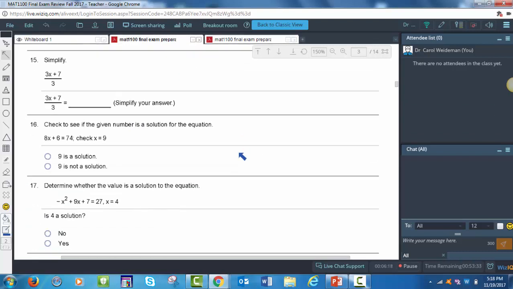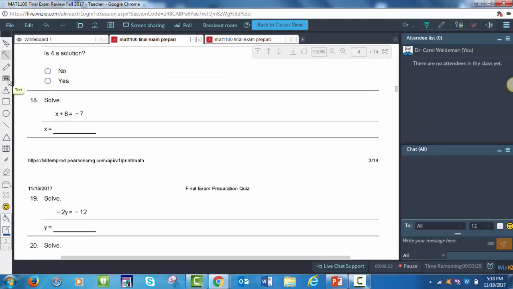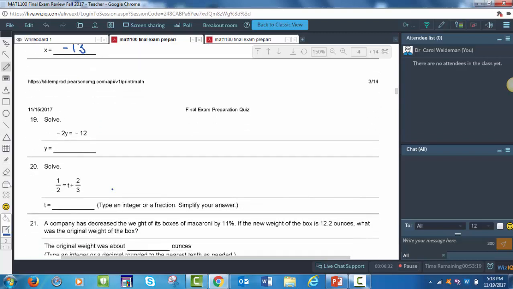Let's jump back over here for number 18. This is a pretty easy solving problem. So in this case, we're going to subtract 6 from both sides, and we're going to get an answer of x equal to -13. Another pretty easy one here. We're going to divide both sides of the equation by -2, and we come up with y equals 6.